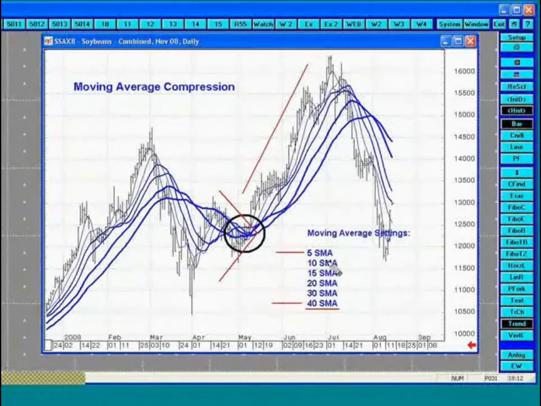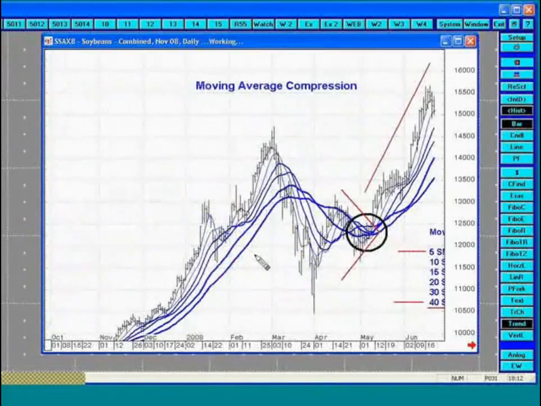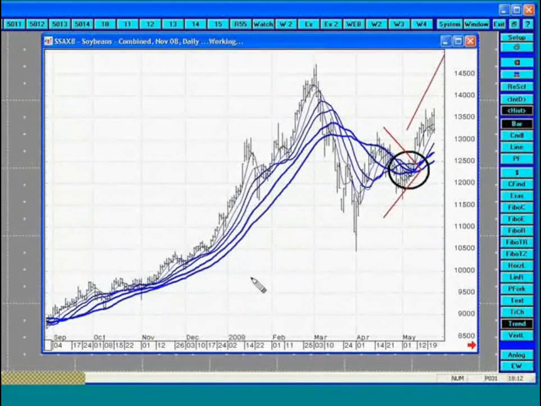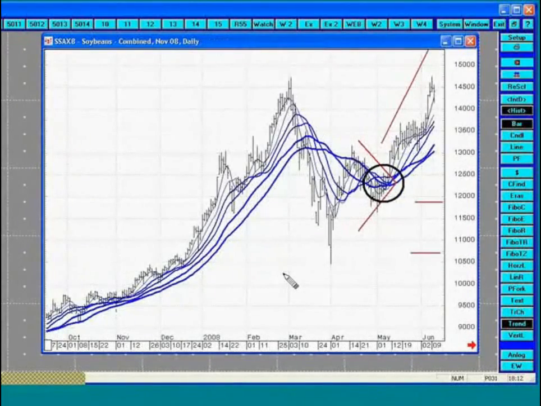Again, there's nothing magic about these settings. It could have been 6, 11, 12, 21, 32, or 31, or 29. But I just wanted to give you an idea of what I'm doing here, what I'm trying to create. I'm trying to start with a very short-term moving average to a very long-term moving average. And I want to wait for these periods of time where you see the market congestion.